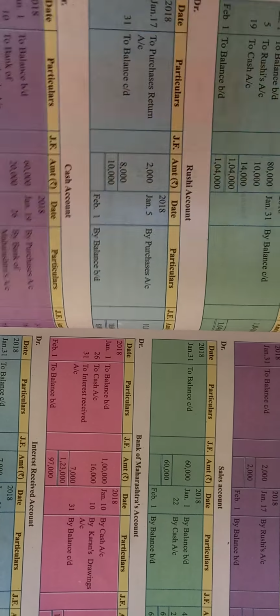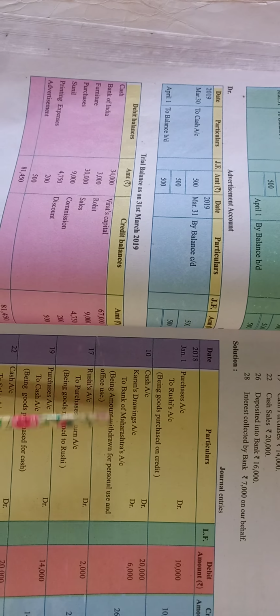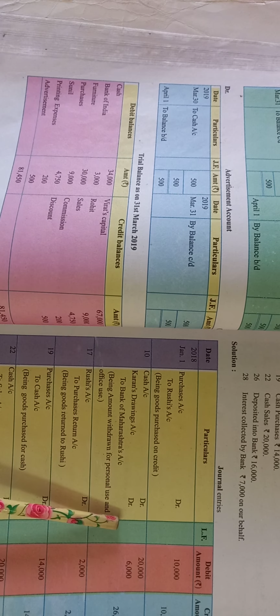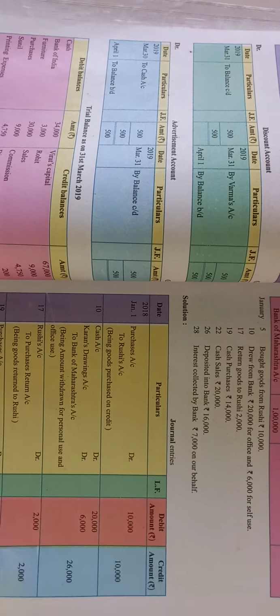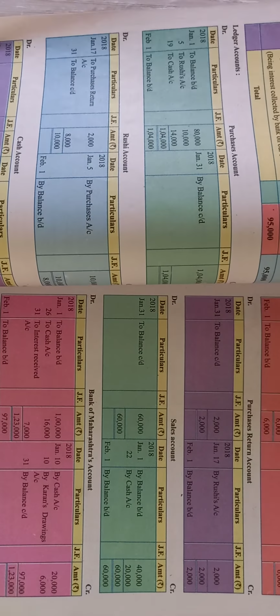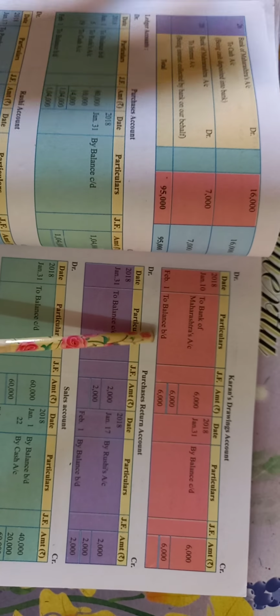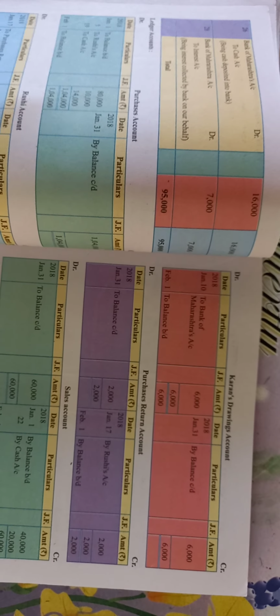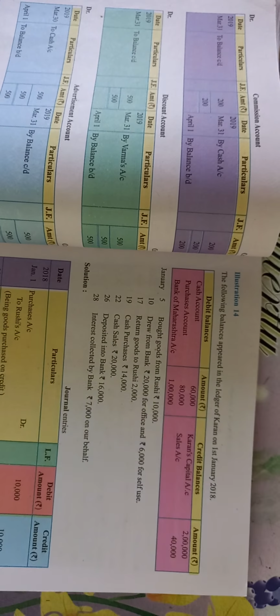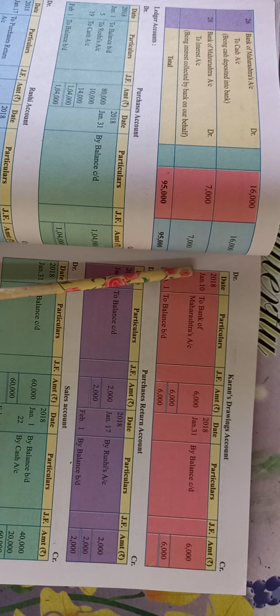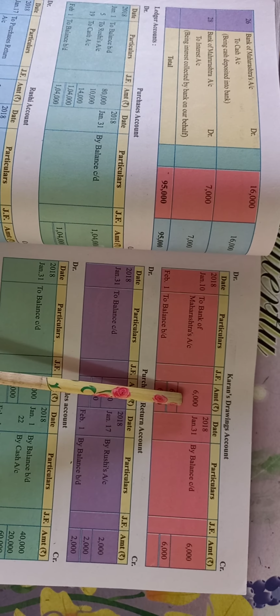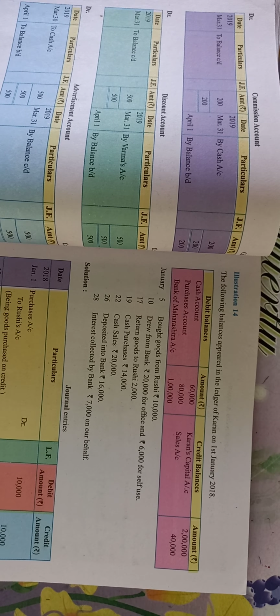Okay, afterwards Kiran's drawing account debit 6,000. Kiran's drawing account is also opened. Okay, so here Kiran's drawing, next account Kiran's drawing account. Here also Kiran's capital is given. So Kiran's drawing account debit to Bank of Maharashtra, January 10th, account 6,000. Okay, so here Kiran's drawing is also over.